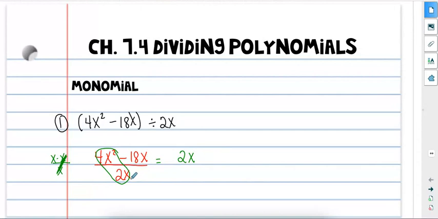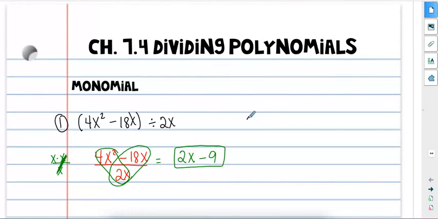And then we're going to move on to divide this term. So it's negative 18x divided by 2x. Well, negative 18 divided by 2 is negative 9. And then x over x, they cancel out, and it's just 9. So this is our answer from dividing. Okay, any questions here? Let me know.